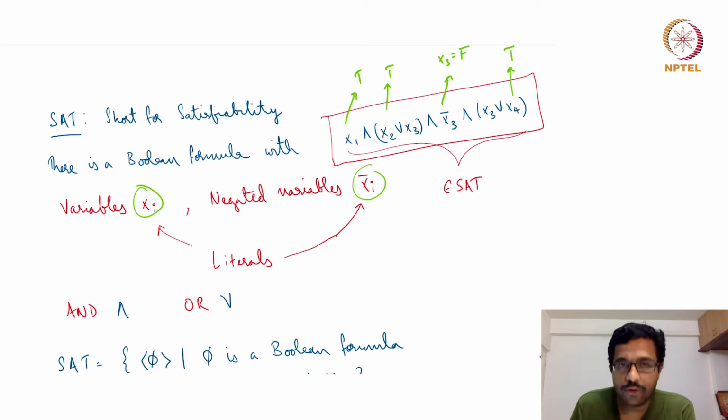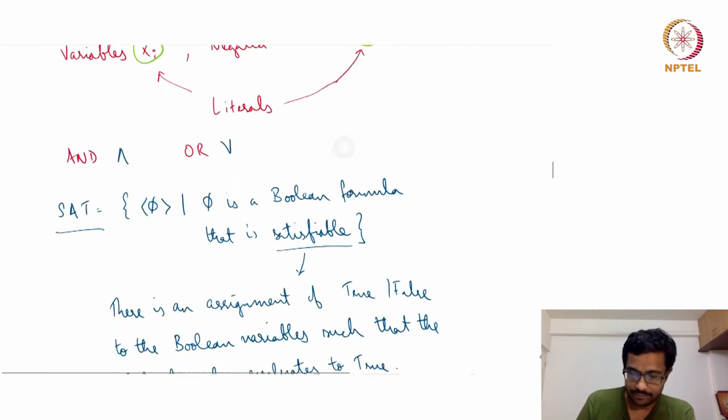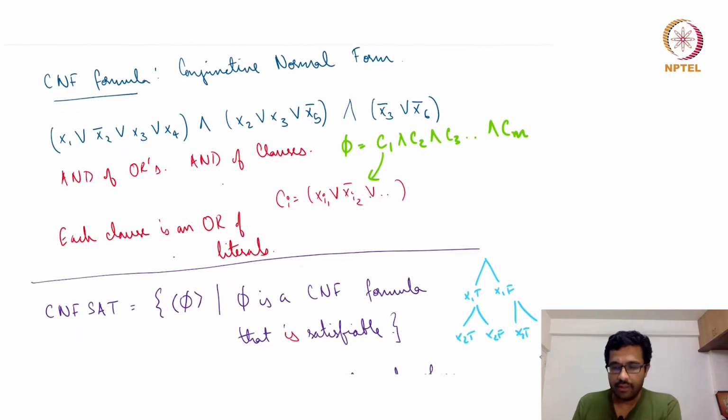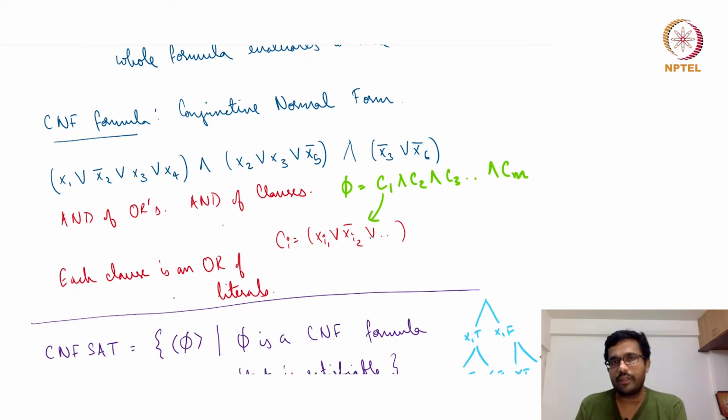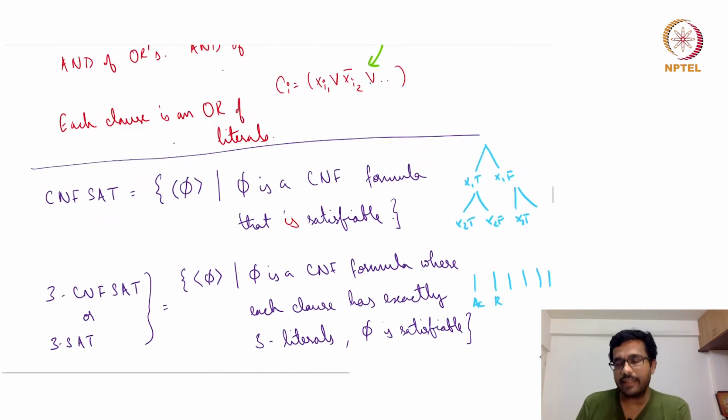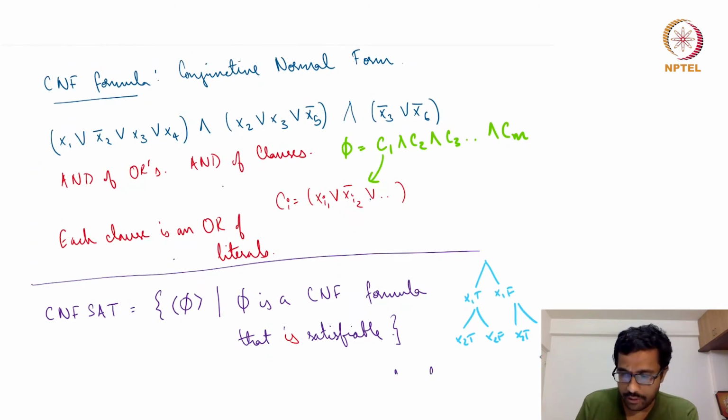The first clause has just one variable, so it is trivially an OR of variables. The second clause has two literals, the third clause has one literal, and the fourth clause has two literals, right? So CNF form is this form where you have an AND of clauses and each clause is an OR of literals. So CNF SAT is a subclass of satisfiability consisting of all Boolean formulas in the CNF form which are satisfiable.